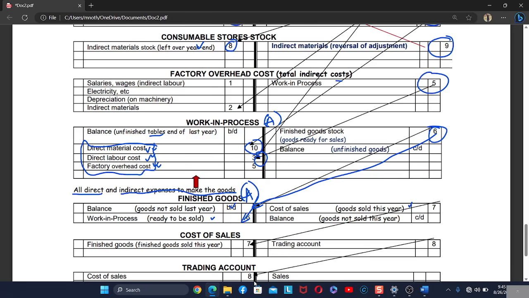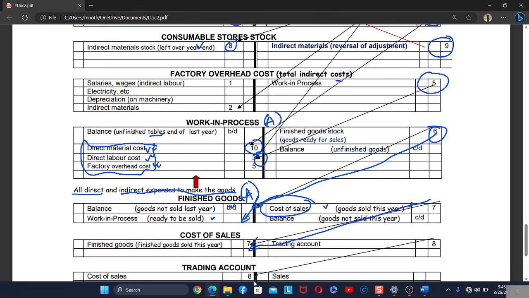Now here, when the business has sold the finished goods, obviously the finished goods have to decrease, right? So they must decrease on the credit side. So they are going to decrease with the cost of sales, right? Because we are not recording this with the selling price. So we decrease them with the cost of sales. Then we are going to find out how much are the remaining goods. So we transfer this to the cost of sales account.